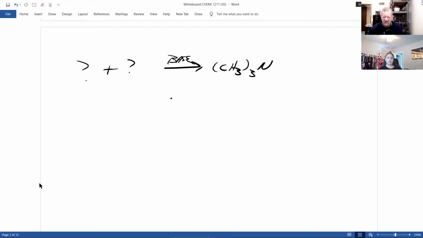All right, let's take a look at this. What's different in the product? Ooh, a nitrogen with not one, not two, but three R groups on there. It's a tertiary amine. Now, it just so happens R prime and R double prime are all methyls. And how do we make a tertiary amine?